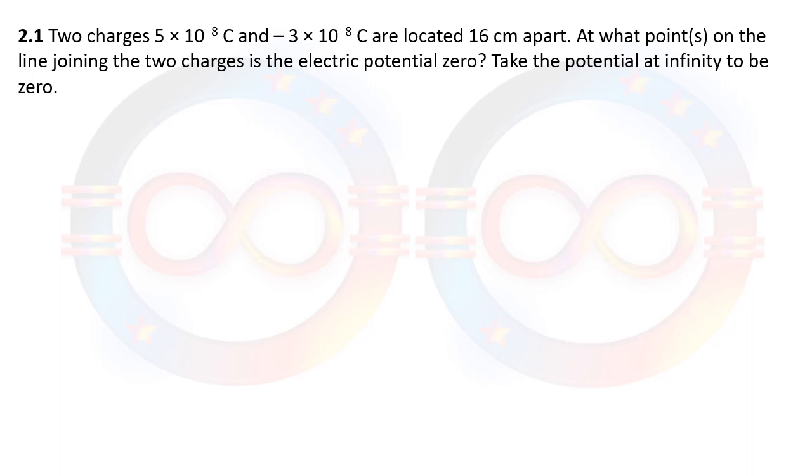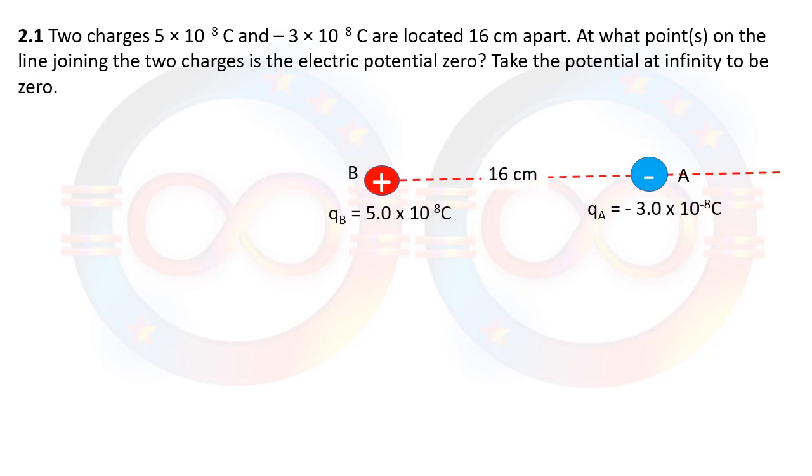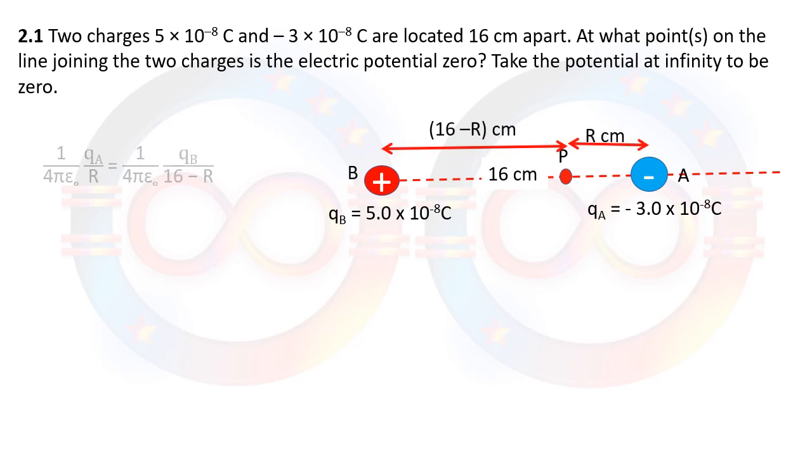So first question is saying that there are two charged particles 5 into 10 raised to minus 8 coulomb and minus 3 into 10 raised to minus 8 coulomb located 16 centimeter apart. At what points on the line joining the two charges is the electric potential 0? We can first consider that there will be a point P between these two charged particles on line joining them, where we can assume that potential would be 0. This is point P, which is a distance r from A and 16 minus r centimeter from B.